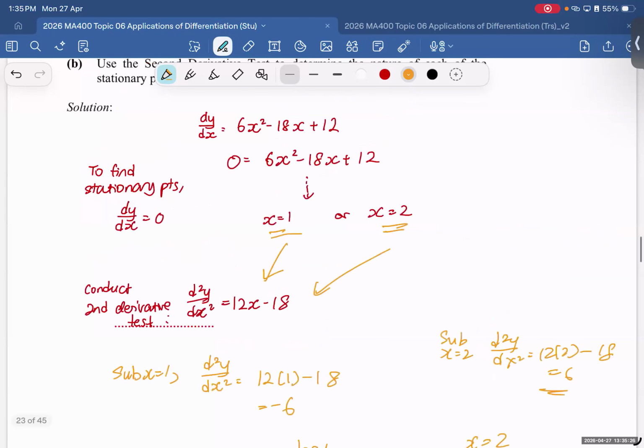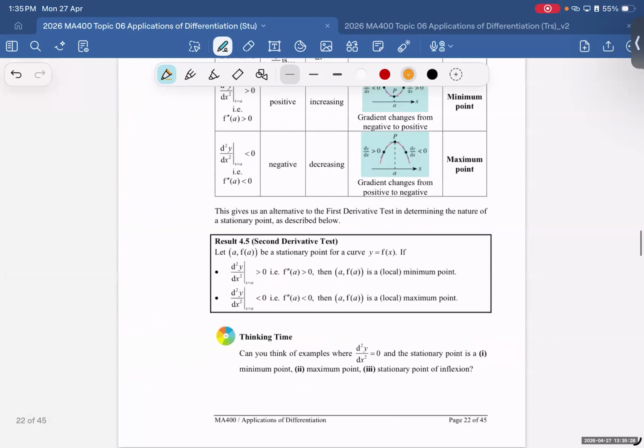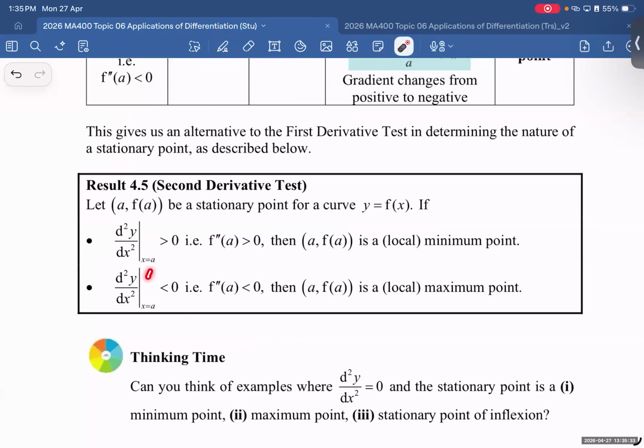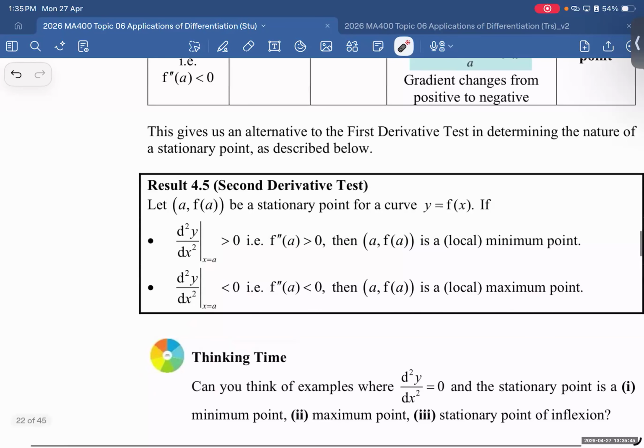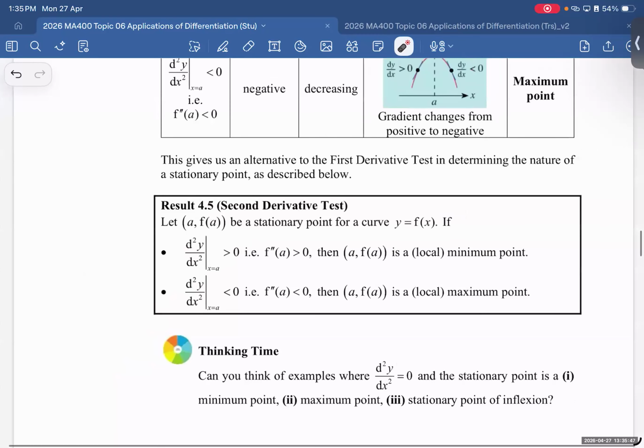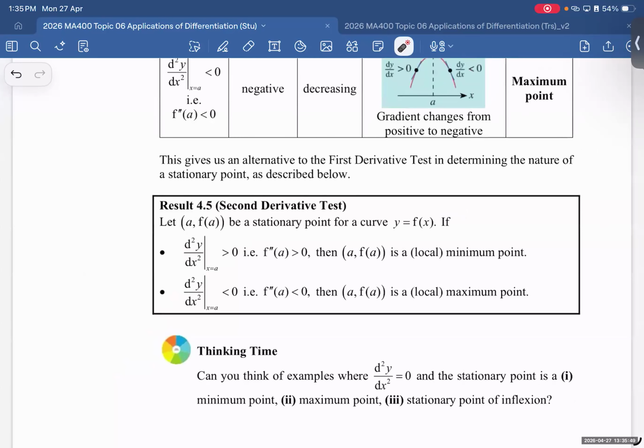So the conclusion is from result 4.5. When it is a second derivative, subbing in the value, if it's more than 0, local minimum. If it's less than 0, it's a maximum. You understand why? I should have, like you saw when I was explaining to them just now. If you don't know, you tell me, I'll explain again. Emily, yes. Sorry, Emily.